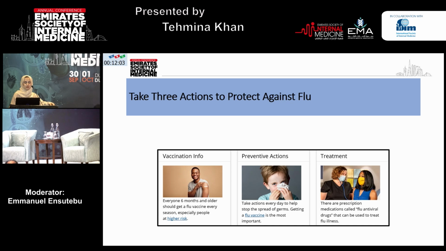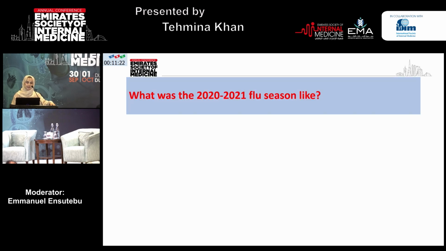First of all, first and the foremost is to get vaccinated. Everyone 6 months and older should get the flu vaccine every season, especially the people who are at high risk. We need to follow the preventative measures, especially the infection control measures, as it is a droplet disease which is spread by droplet precautions. So we need to make sure of good hand hygiene and contact and droplet precautions to be followed. And if someone does get sick with influenza, to have a timely diagnosis and to start the treatment as early as possible with the antiviral drugs to treat the influenza.